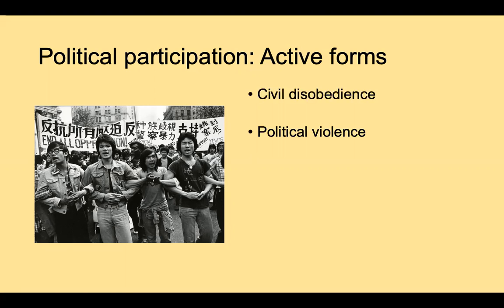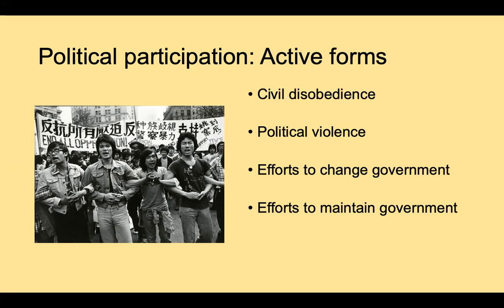Political violence is also an example of active political participation. We'll talk about the formation of paramilitaries and guerrilla groups in Colombia here in a moment as an example of political violence. Efforts to change the government, like in Tunisia, where they sought to bring about a regime transition, that's an example of active political participation. There are efforts to maintain a government that can be thought of as forms of active political participation. And for instance, this might be a bit of a stretch, but it is an example.